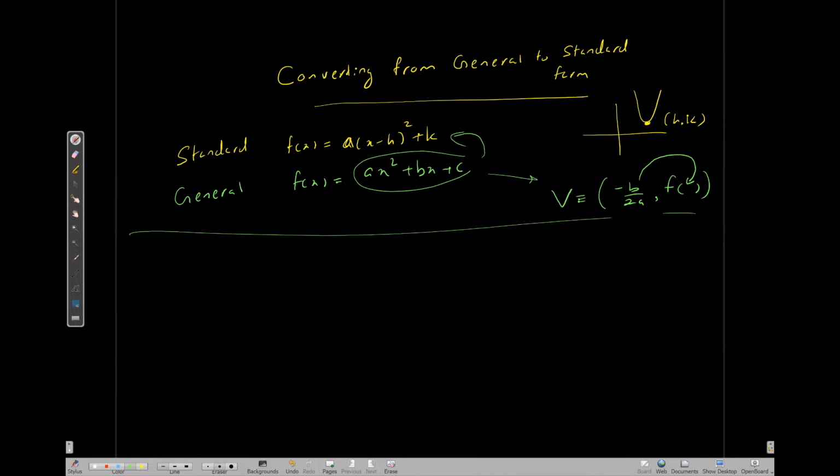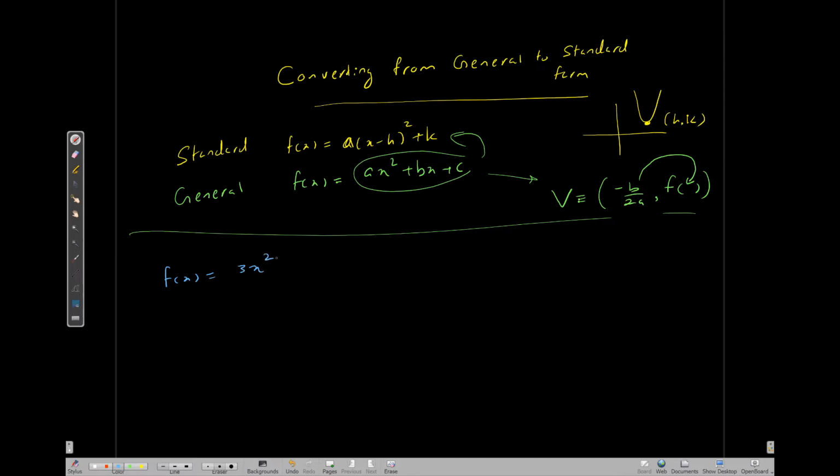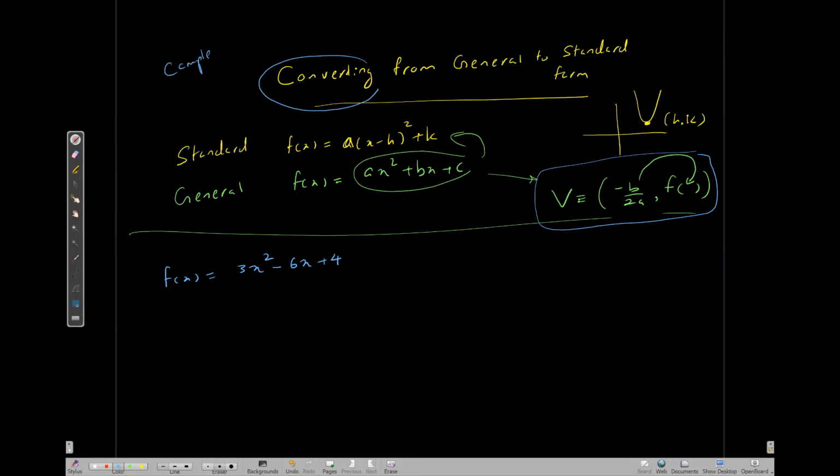Now let's take, for an example, f of x equals 3x squared minus 6x plus 4. Now, yes, you can apply this one, and in our last video we used this example to graph it. But now let's try to convert this into standard form. Basically, the converting process depends on the completing the square technique.